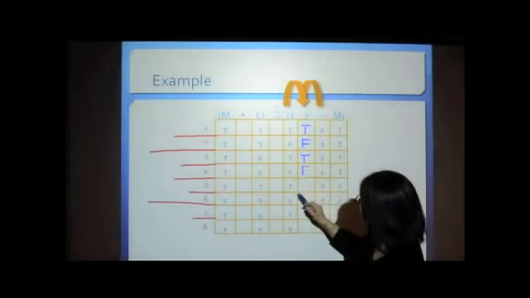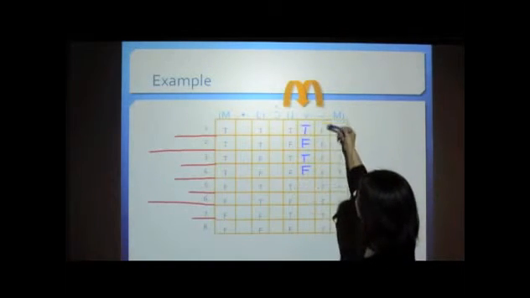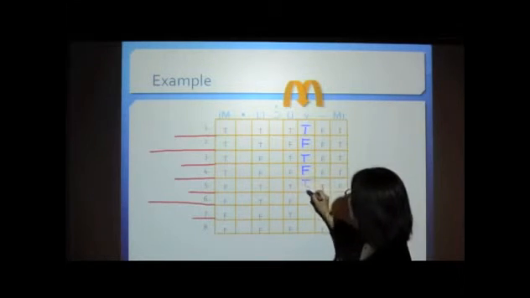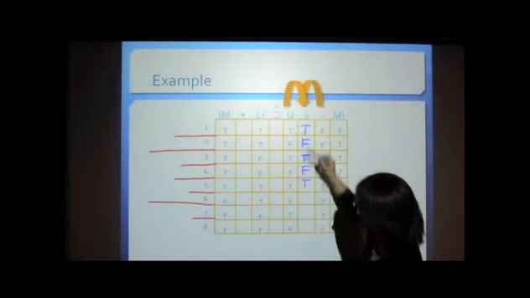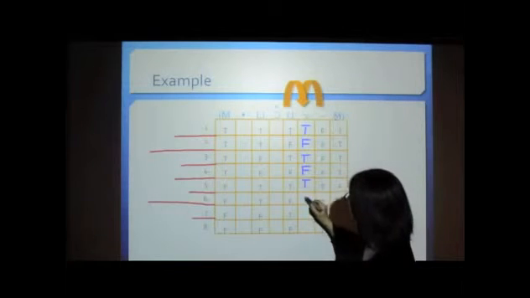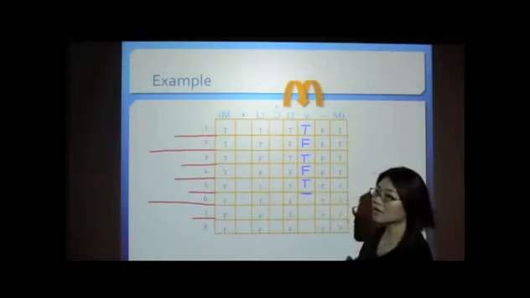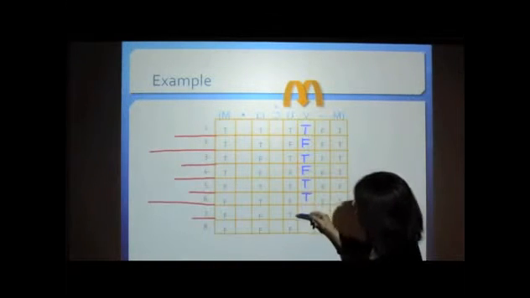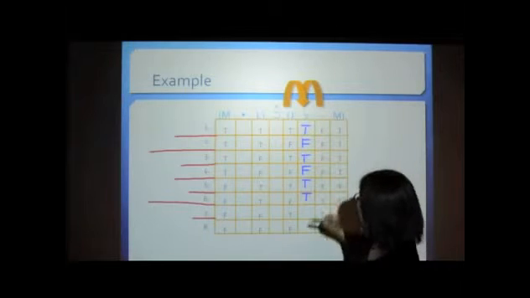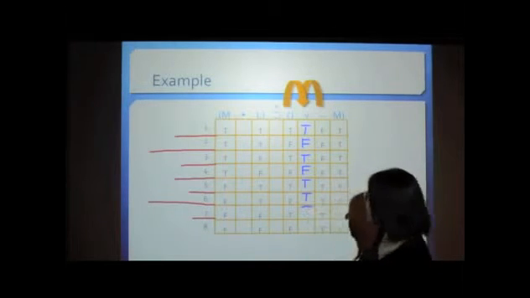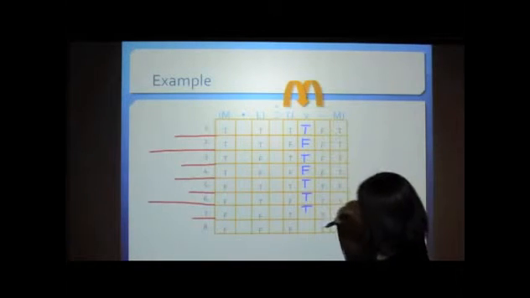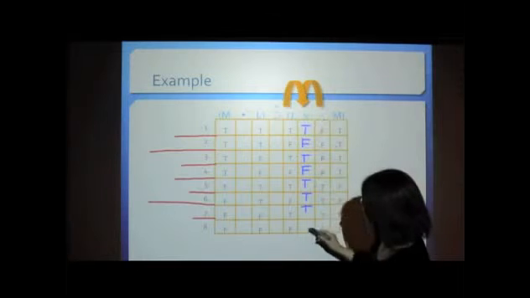Then here we have J being true, not M being true, so the statement J wedge not M will be true. Here we have J being false, not M being true, so the statement J wedge not M will be true. Here we have J being true, not M being true, so it will be true. And then finally we have J being false and not M being true, so we have J wedge not M being true.